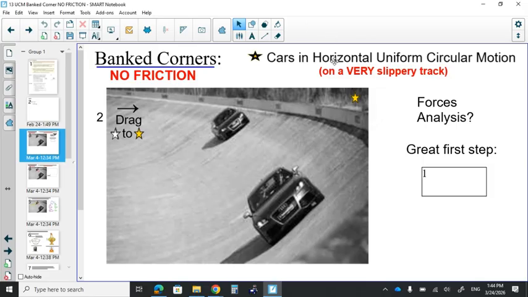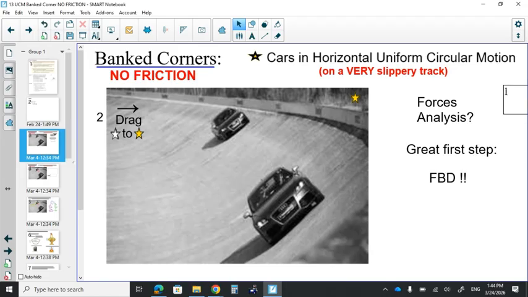So a car in horizontal uniform circular motion on this slippery track. Picture a freezing rain day or something where it's just glare ice, but if you had the right speed, you would just be able to slide through that corner, right? So we want to analyze this. You want to look at the force analysis of this.